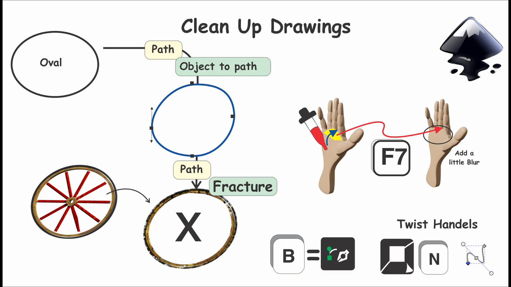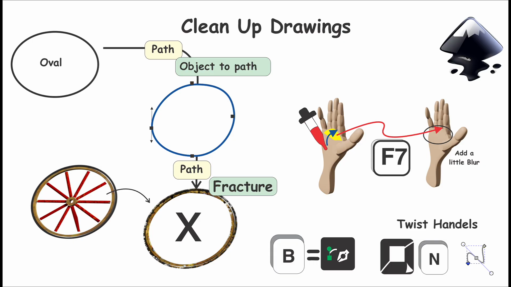On some occasions, I start with a shape that I want to be editable. Use Path, Object to Path. If you fit the oval over the wheel to remove the center, select them both, then select Path, then select Fracture.